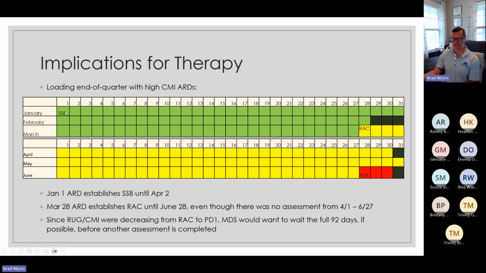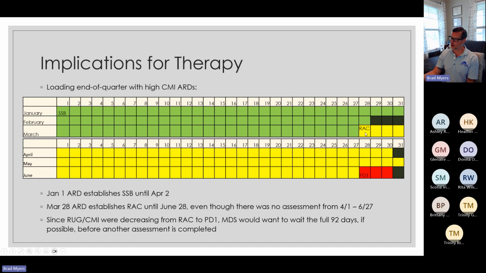That MDS coordinator does not have to do anything until sometime in April, whatever 92 days is from January 1st. But around, I'll say March 22nd or 23rd, this resident was put on therapy caseload. And they had enough days and minutes of therapy that an RAC could be attained on March 28th. Yes, MDS absolutely does want to do that assessment because the rehab rug on the case mix value for an RAC, and therefore the daily reimbursement, is higher than that of an SSB.